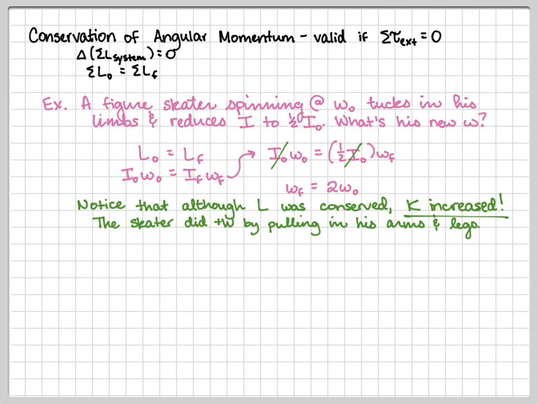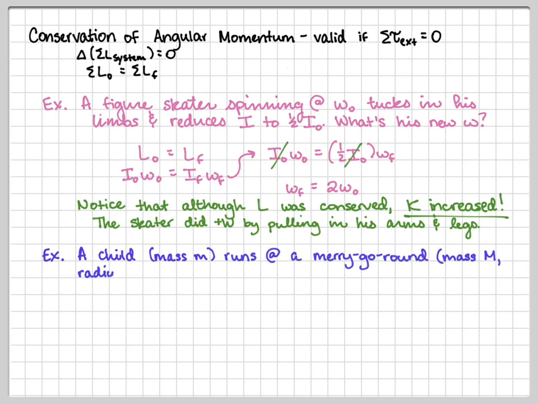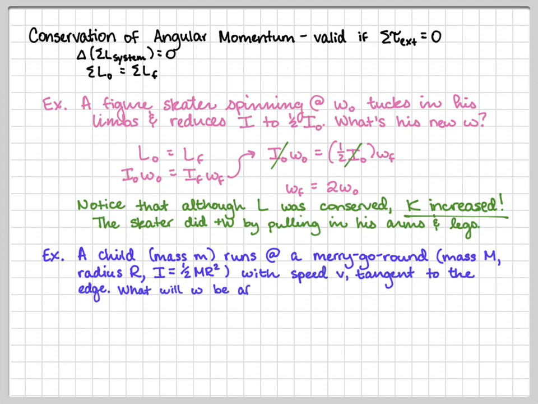Okay. More traditionally, with conservation of angular momentum, of course, is a collision. Usually this is going to be like a child running at a merry-go-round in some form or fashion. So just keeping this super duper generic, a child runs at a disc shaped merry-go-round with some speed v.